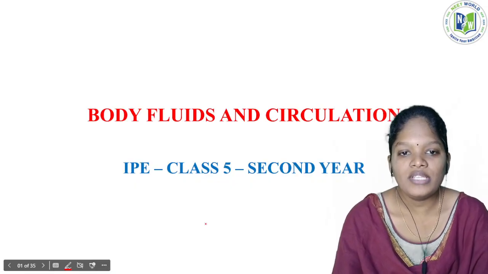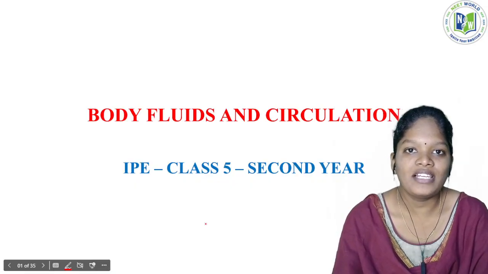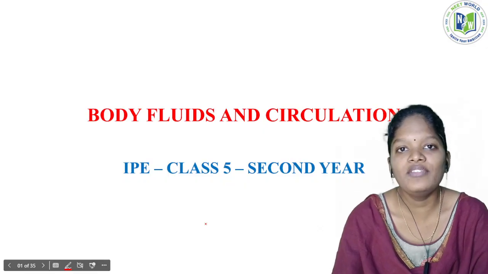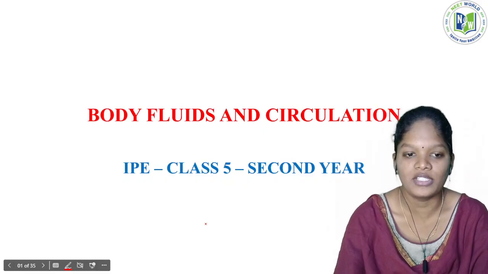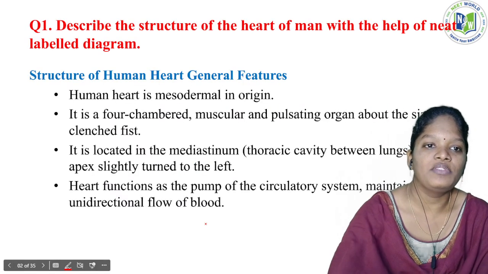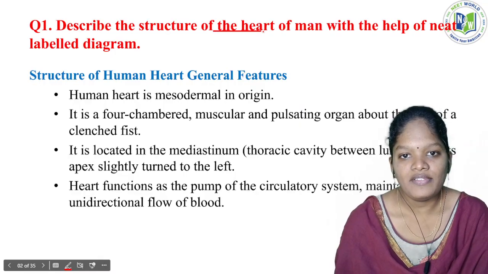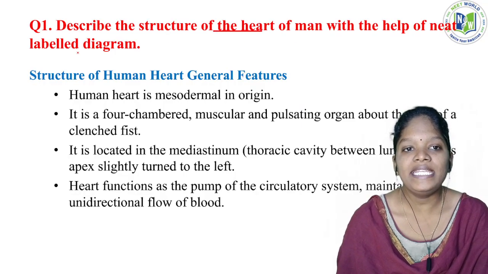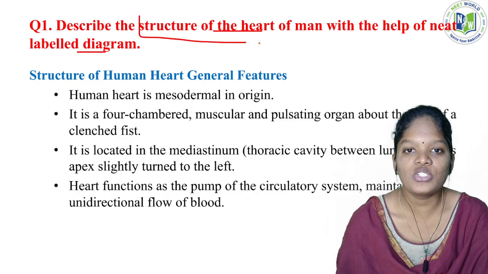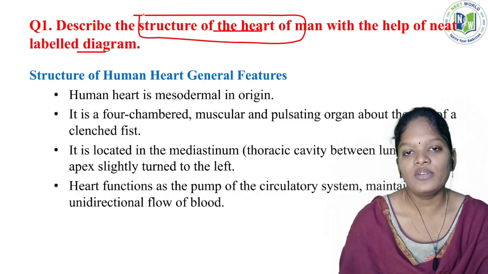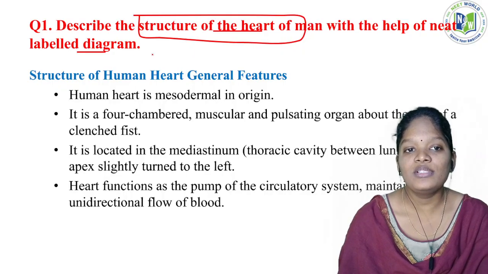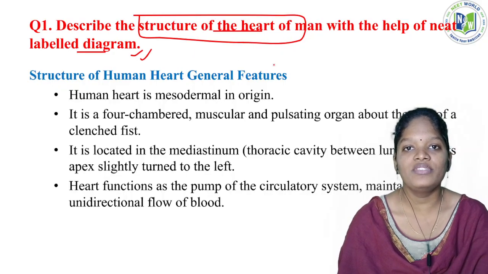In today's class, this is the fifth day of our Target 60 series. Today we are going to discuss the long answer question in body fluids and circulation. The first question is: describe the structure of the heart of man with the help of a neatly labeled diagram. So the demand of the question is the structure of the human heart, and the diagram is also necessary.